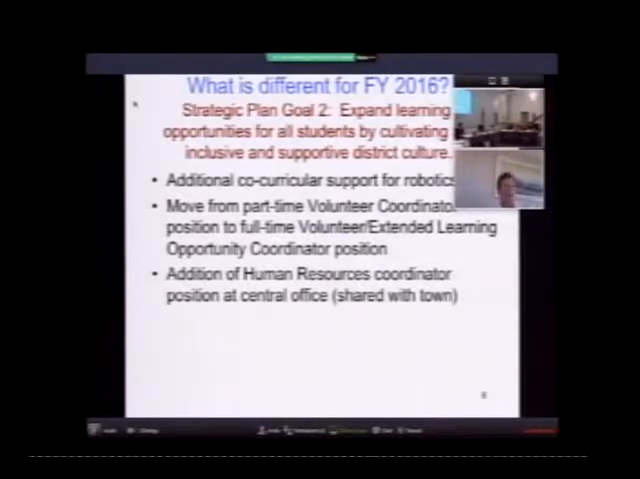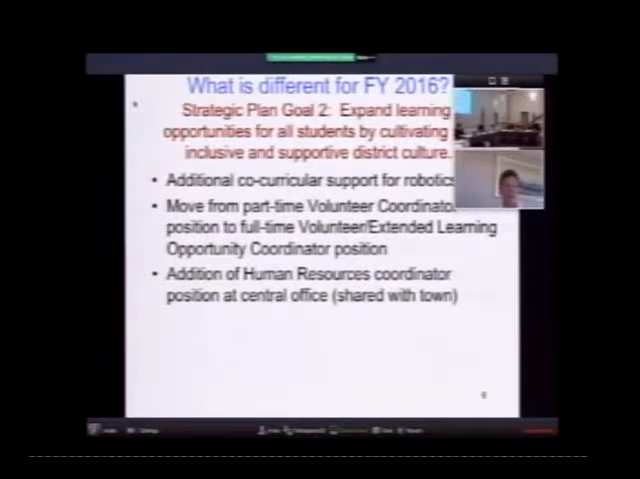Again, to expand learning opportunities for all students, we're looking carefully at how to create learning opportunities, as the board is aware, that are not necessarily occurring within the walls of the classroom. Our longtime volunteer coordinator, Gail Schmader, is retiring this year. We announced her retirement at a recent meeting. So we're proposing to expand that position from the part-time volunteer coordinator position that has been in place to a full-time volunteer and extended learning opportunity coordinator position. So we envision that position will be helping coordinate internship experiences for students, for example, as well as maintaining the volunteer services role that it has had in the past.